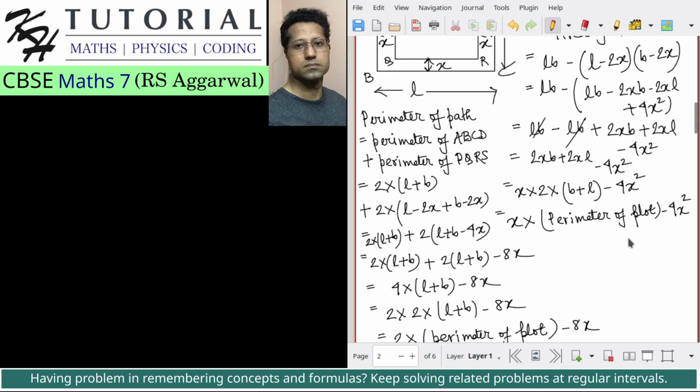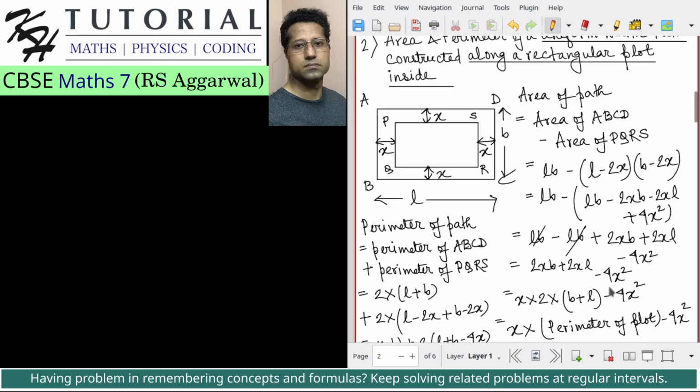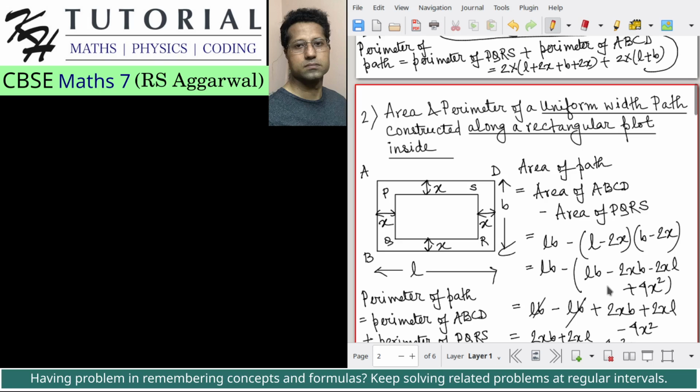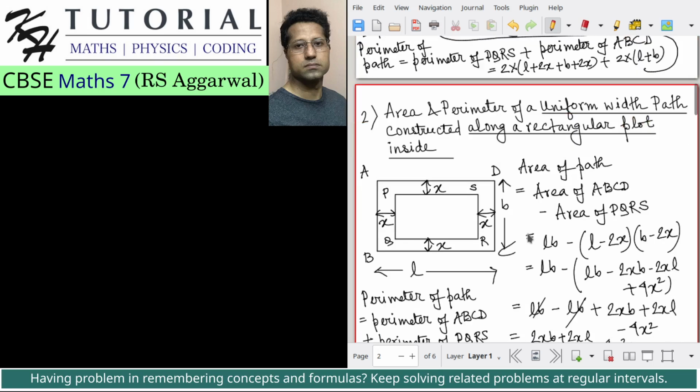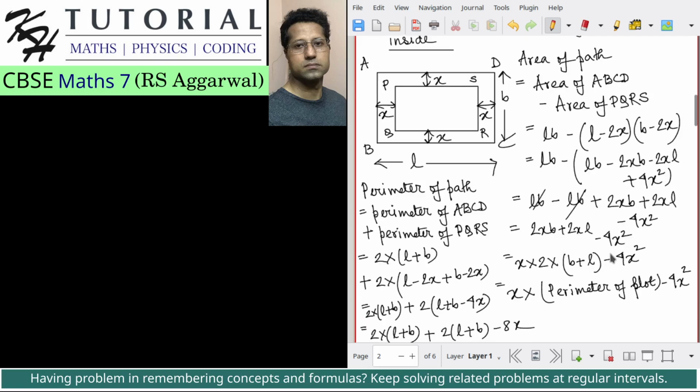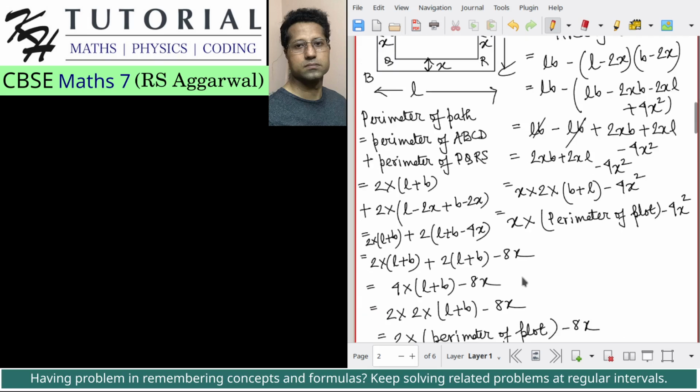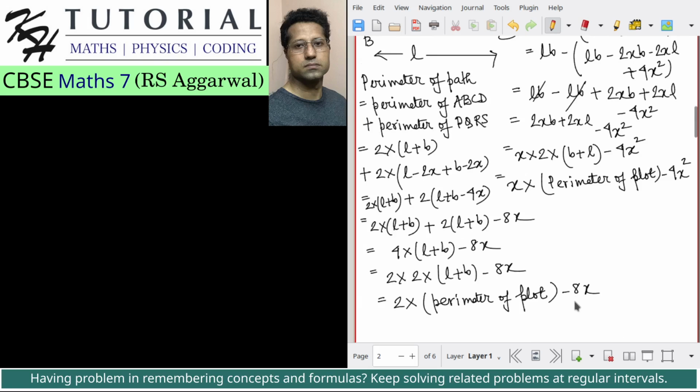So the formula is very similar. When the path is along the rectangular plot and outside, the term 4x square is added in the area, and the term 8x is added in the perimeter. And when the path is constructed inside the rectangular plot, then in the area the term 4x square is subtracted, and also the term 8x is subtracted.